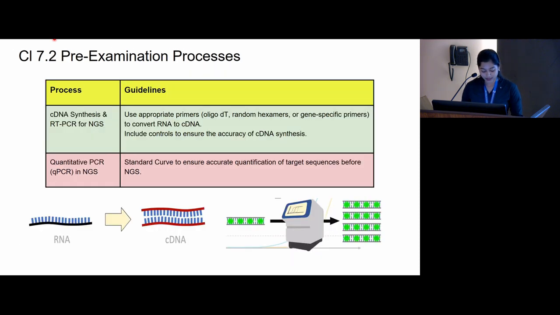In cDNA synthesis and RT-PCR, appropriate primers such as oligo-dT or random hexamers or gene-specific primers should be used to convert RNA to cDNA. This process must be carefully controlled as it directly impacts the NGS data quality. Finally, in quantitative PCR, that is qPCR for NGS, generating a standard curve is essential for accurate quantification of target sequences.